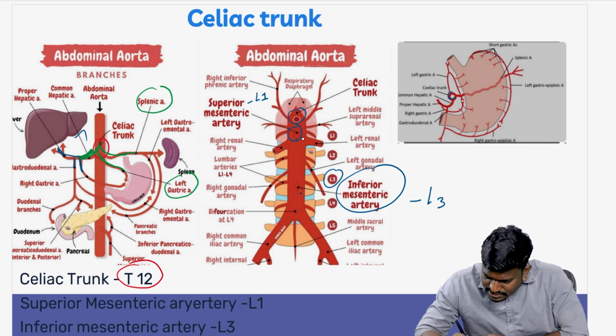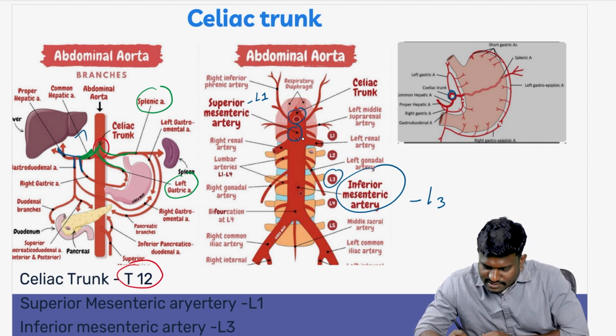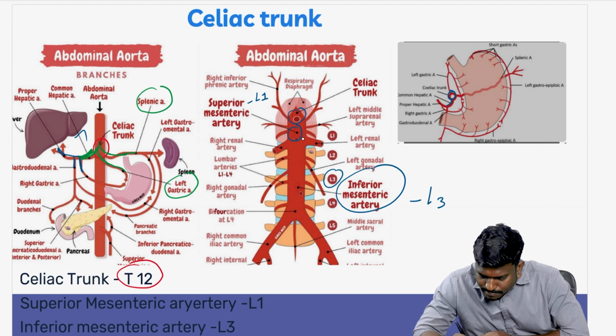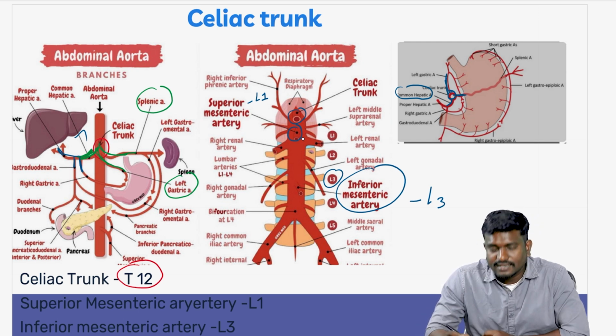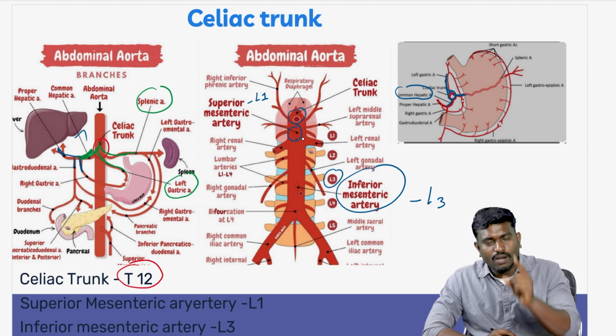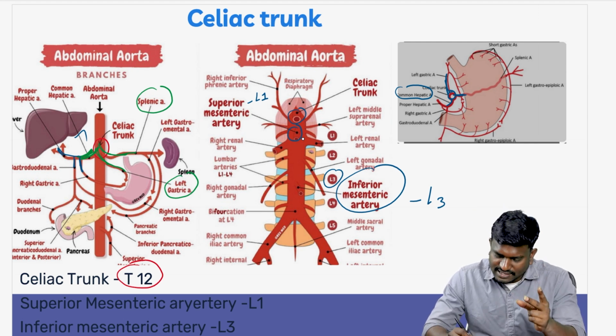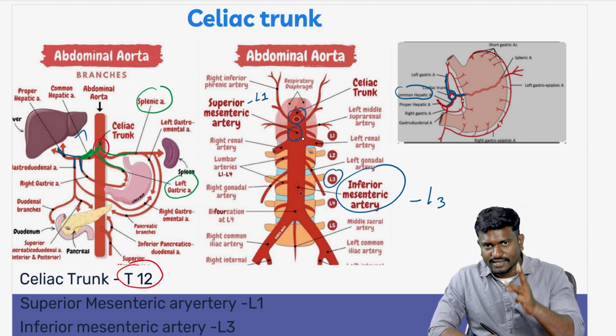Assume this is going to be our celiac trunk. There are going to be three branches. First is going to be what? The common hepatic artery. Next, we have the left gastric artery, and then we have the splenic artery. Let's quickly revise celiac trunk: common hepatic artery, the left gastric artery, and the splenic artery.